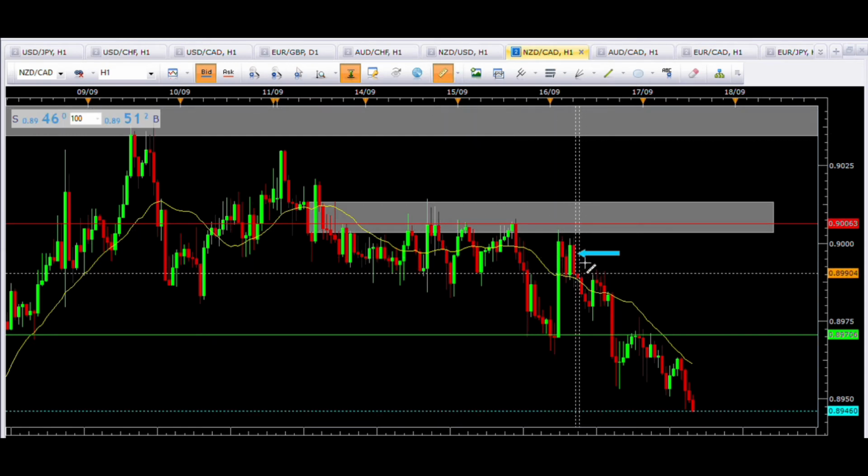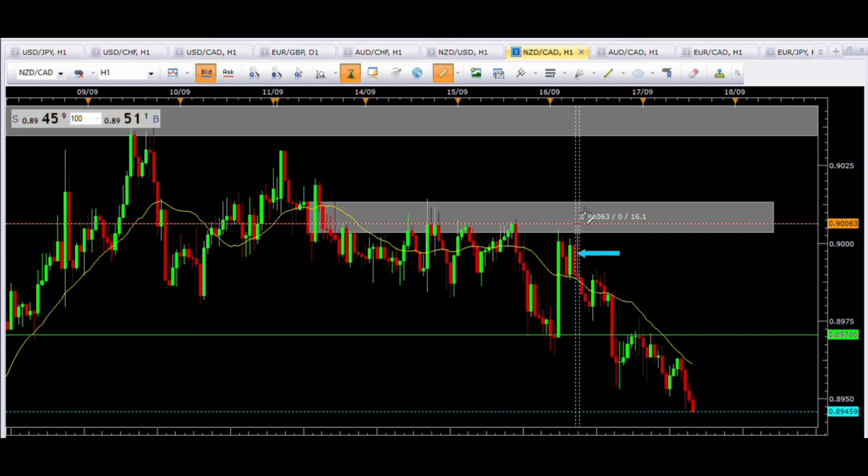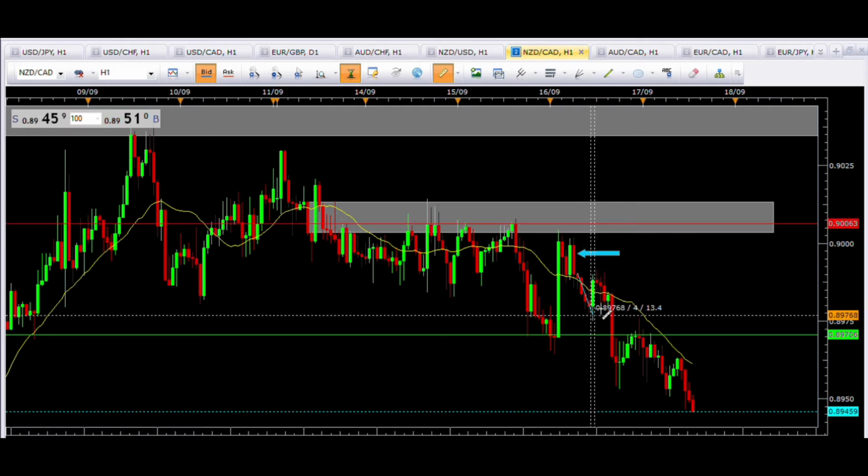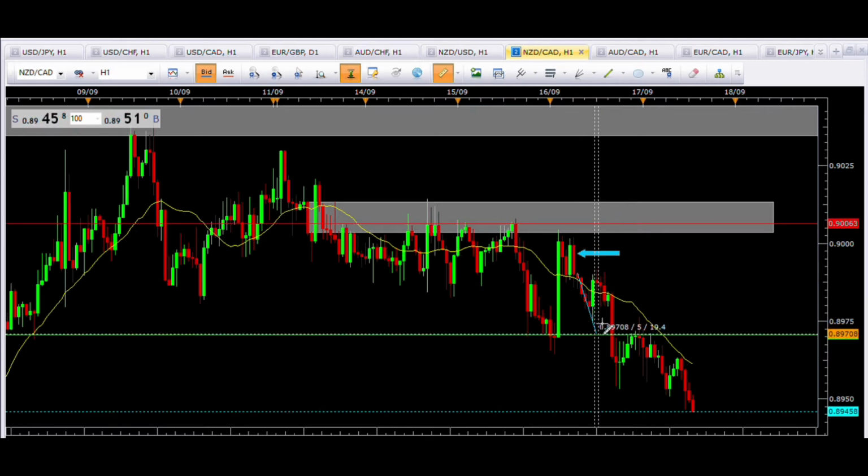I entered at the close of this red candle here. So let's get the ruler out. Up to my stop, which was around 16 pips. I didn't get taken out, which was good. And it came down to my target here. So yeah, a 16 pip stop and a 19 pip reward, so a little bit over 1:1.